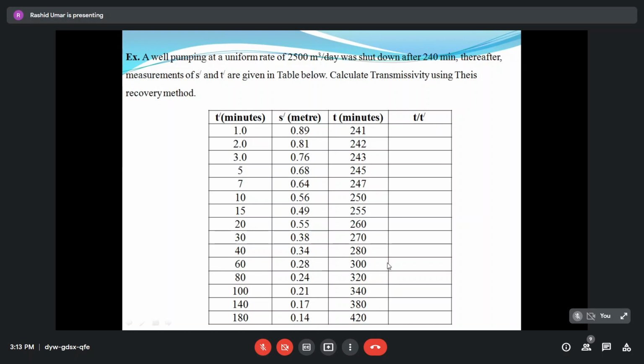minutes, and this 0.14 is still left to recover. So we keep on adding this time here. We stopped the pumping at 240, so this becomes 241, 242, 243 like that. And then we calculate here t over t', and then I'll come to the main problem.